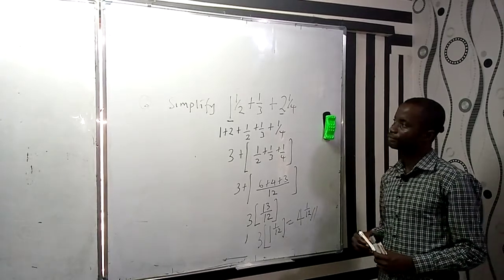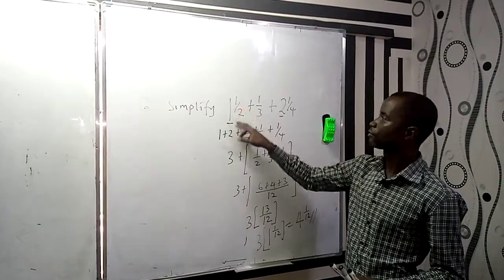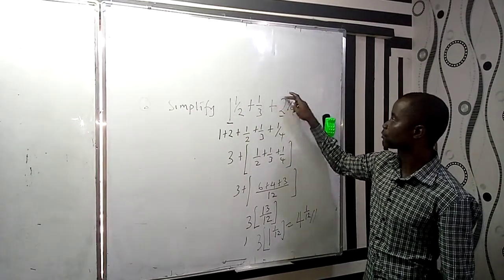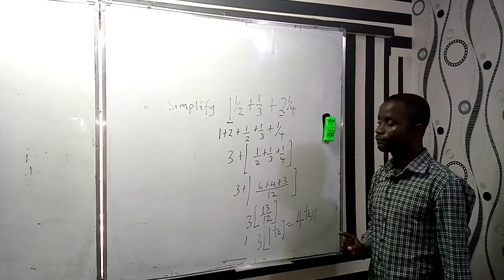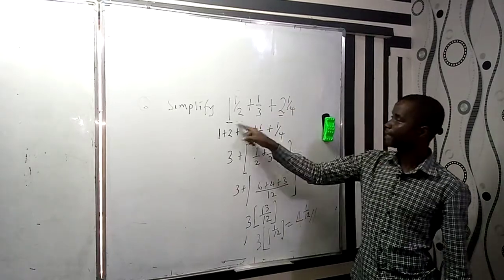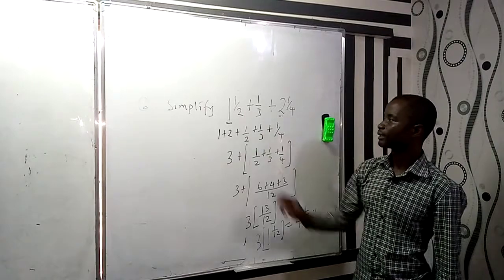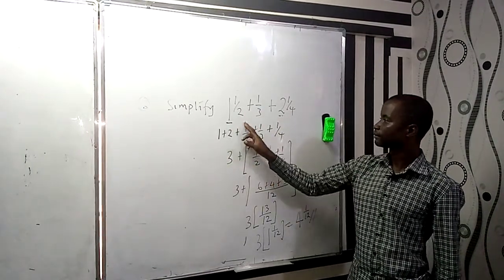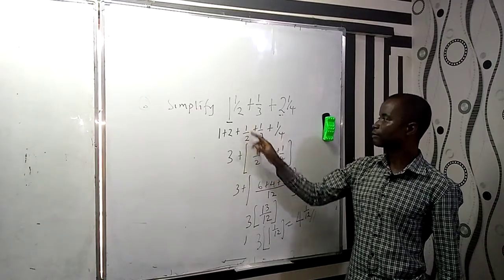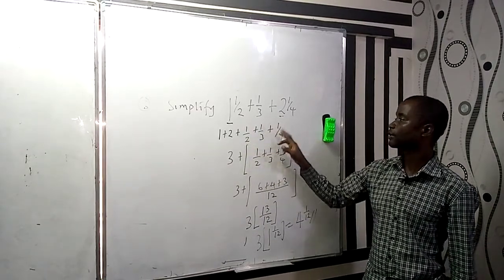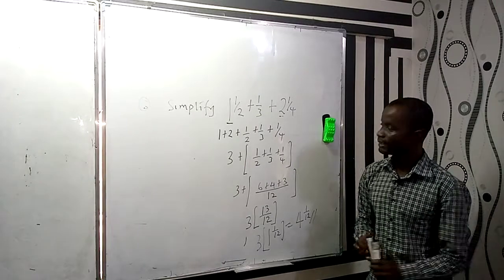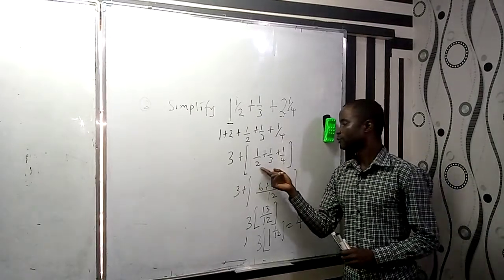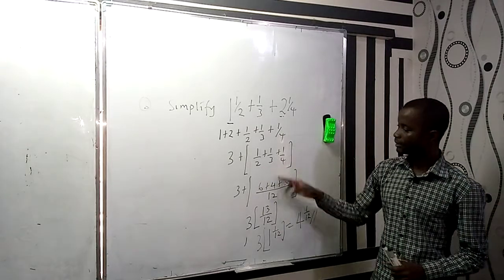Let me take it again. We have 1 whole number, 1 over 2, plus 1 over 3, plus 2 whole number, 1 over 4. The first step that you need to take is add the whole number together. That is 1 plus 2. 1 plus 2 is 3. And then combine the fractions: 1 over 2 plus 1 over 3 plus 1 over 4. And then the next step is to find the LCM. What's the LCM of 2, 3, and 4? Use the method. The LCM is 12.